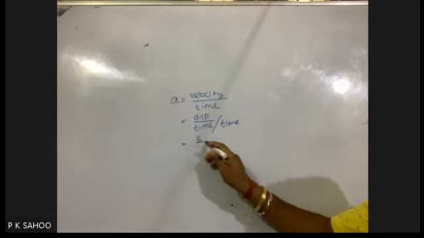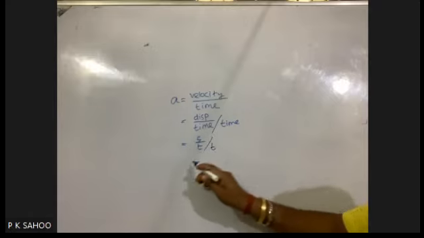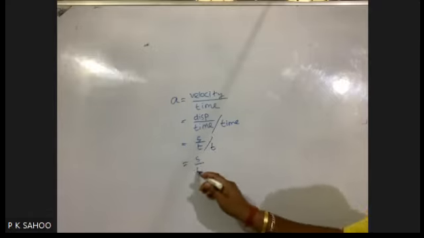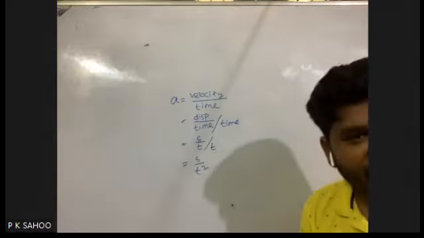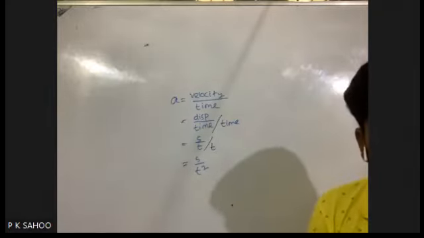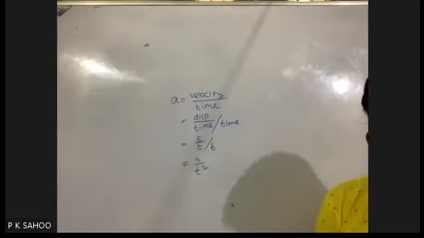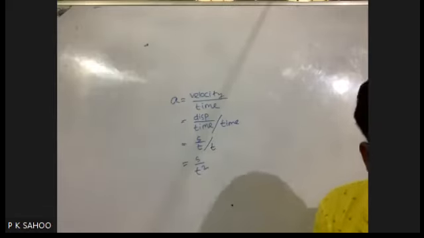If you write the symbol, s by t, then it becomes s by t square. Am I correct? Or any problem you are facing? Is it right? Everybody understood?